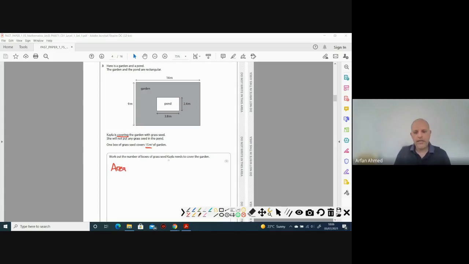Similar question to ones we've done before. The idea behind it is we're going to work out the area of the garden, work out the area of the pond, and take away the pond, because we don't want the area of the pond. That's the idea behind it. Let's do the area of the garden first, which is length times width. That's the formula. Again, you need to know that. You need 1 length multiplied by 1 width.